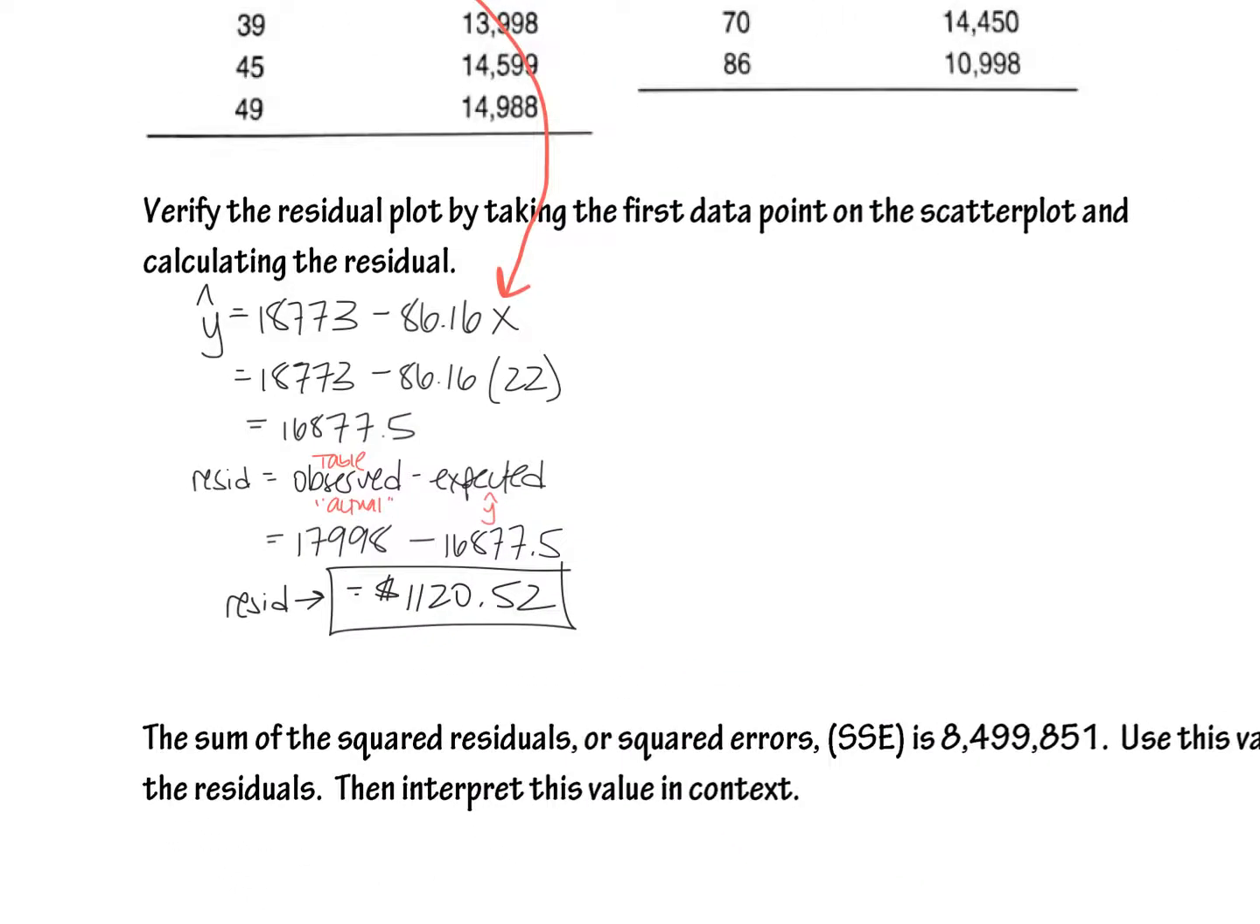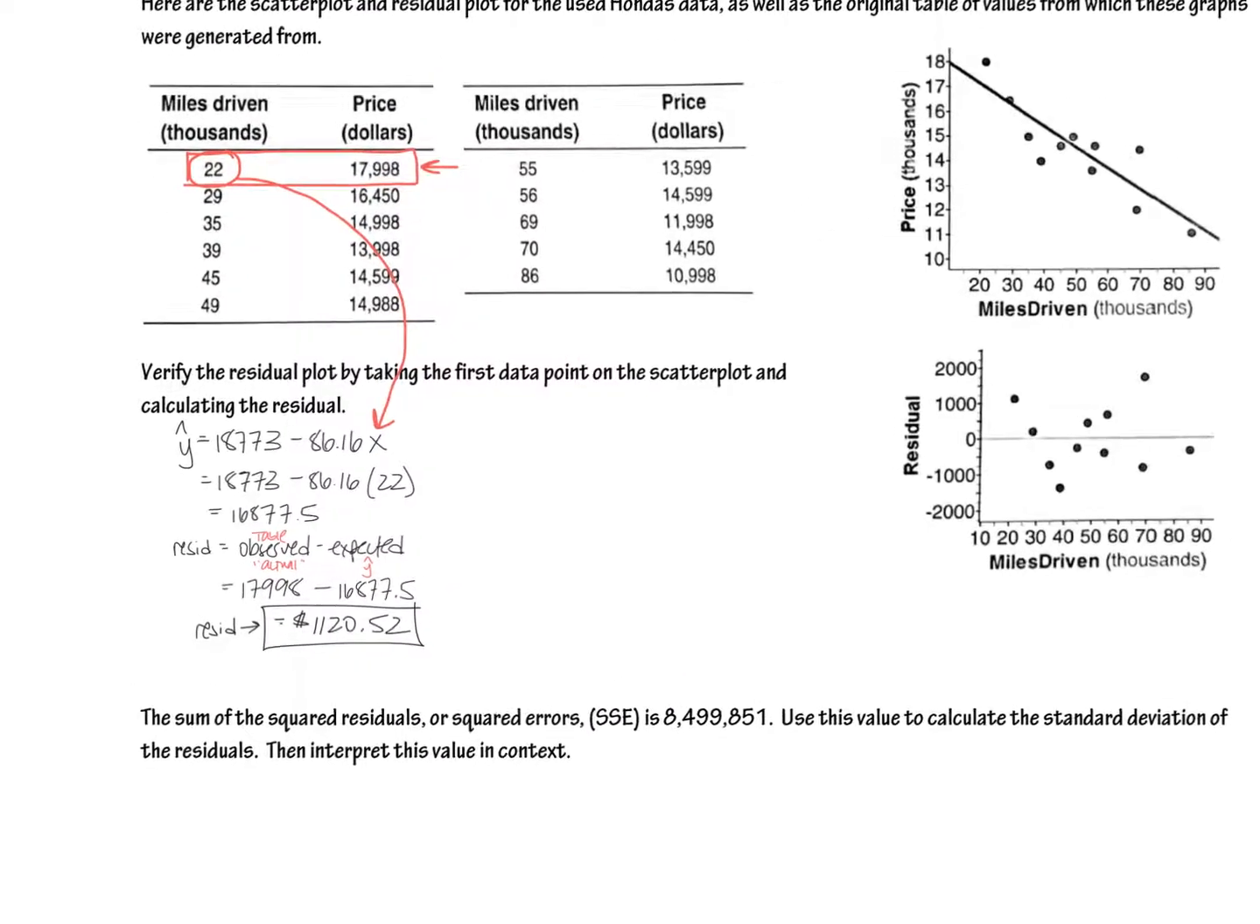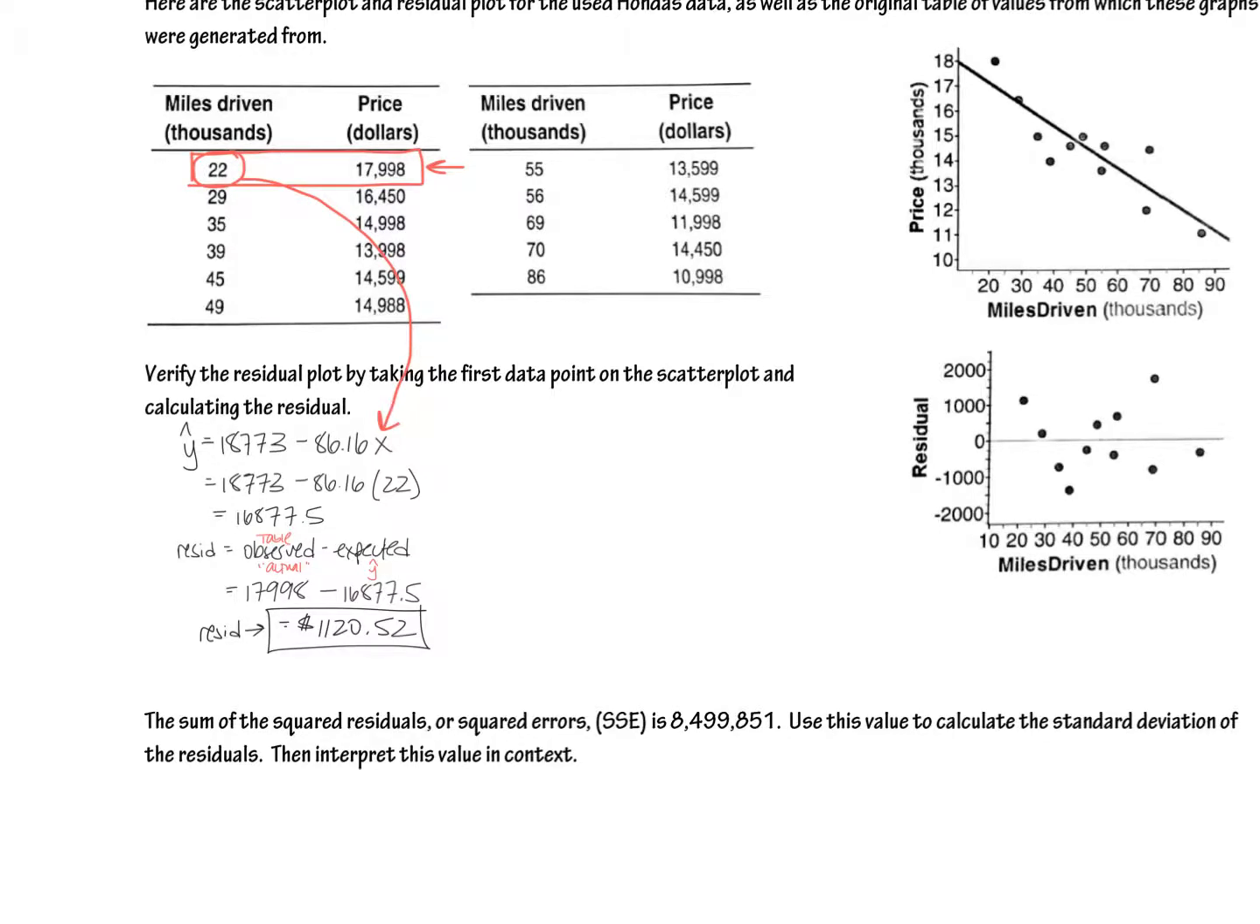Let me go up to the graph now. For that very first dot in our graph, which is right here, that's the one that represents the 22,000 miles. That dot is actually placed at 17,998, so you can see it's almost at 18. The residual represents this distance here between the line, the LSRL, and the actual value. You can see that that dot is above the line, meaning he sold it for more than we expected, and that's what a positive residual represents.